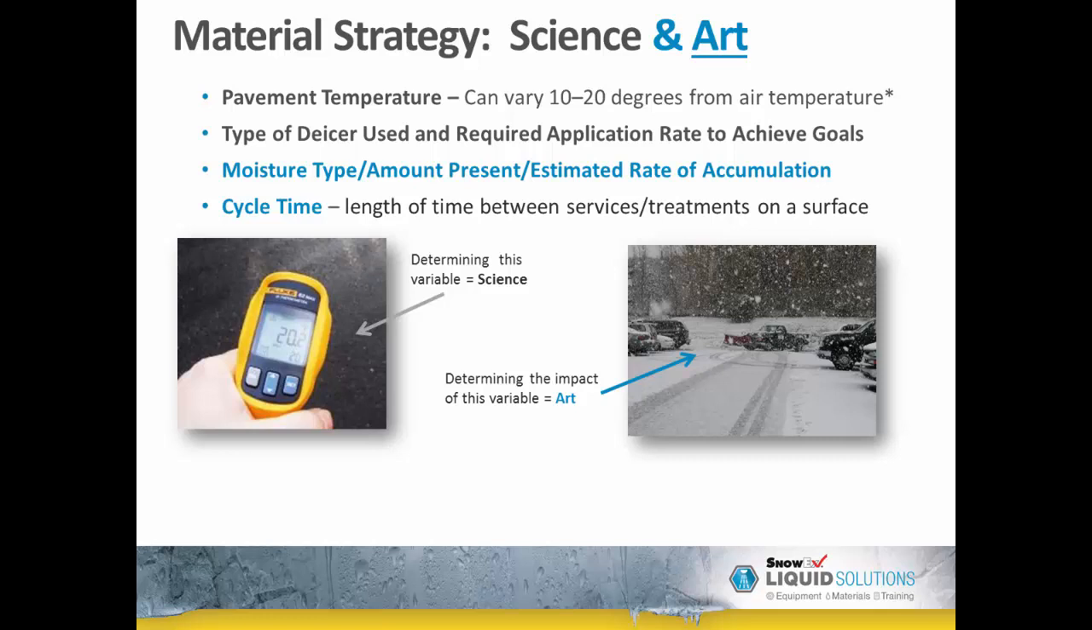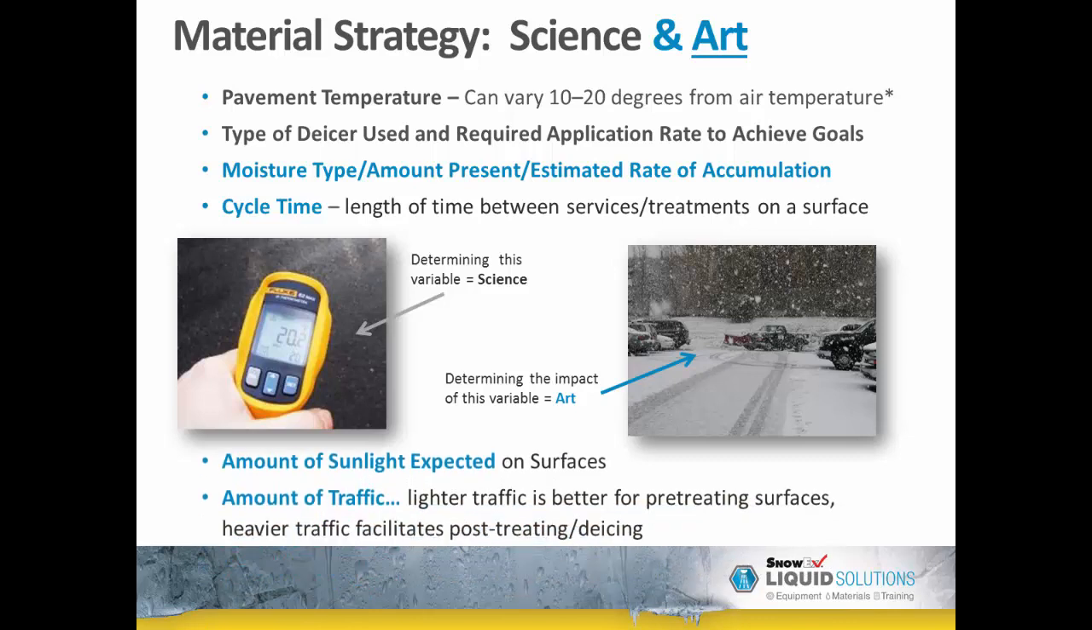When using during storm DLA, this becomes especially important when the storm is ongoing. Assessing the impact of the last two variables requires keen observation and professional judgment and is an art that only experience working with these tools can provide. Other factors impacting decisions include the amount of sunlight on surfaces and traffic.